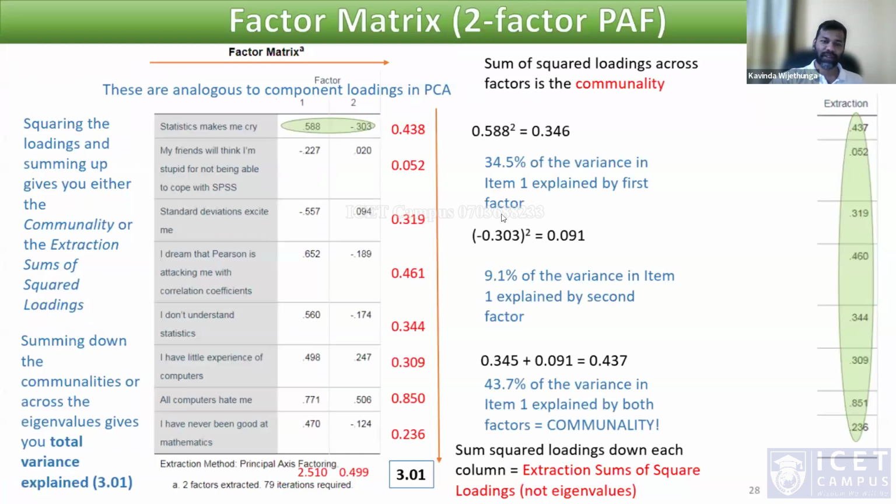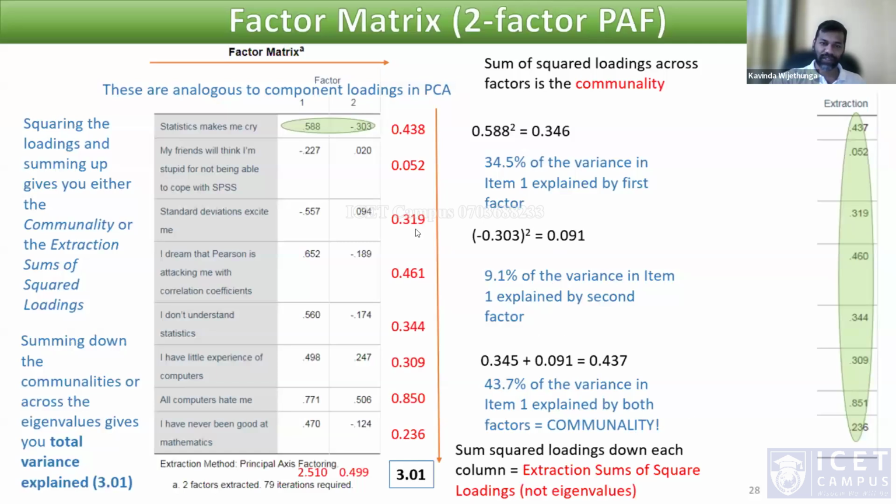The next one is negative 0.303. If we take the square of this one, that is 0.091, it means 9.1% of the variance of item 1 is explained by the second factor, right? Likewise. So then there are two factors. Then what we can do is add these two factors. Then 0.437, if we add these numbers, then 43.7% of the variance of item 1 is explained by both factors.